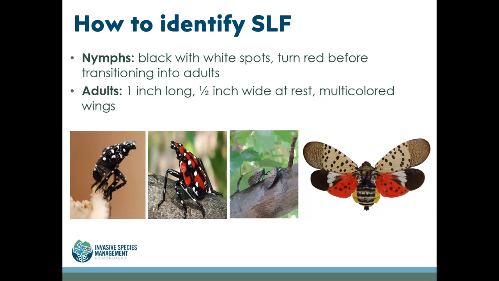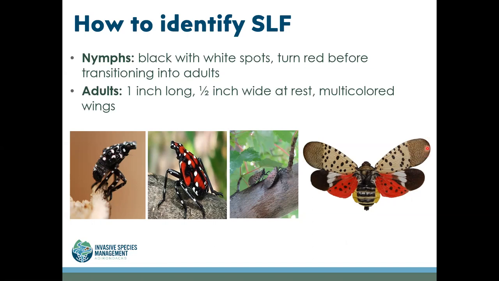It will then molt into an adult insect, which is pictured here in the two right-hand photos. The adult is about 1 inch long and 1/2 inch wide at rest. Many of the photos that you'll see of spotted lanternfly picture it in this state here on the right with its wings expanded. It is very colorful in this stage.